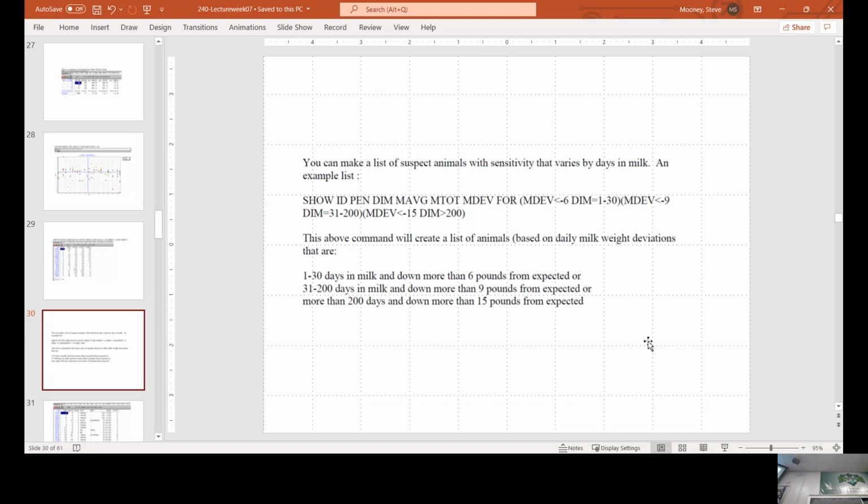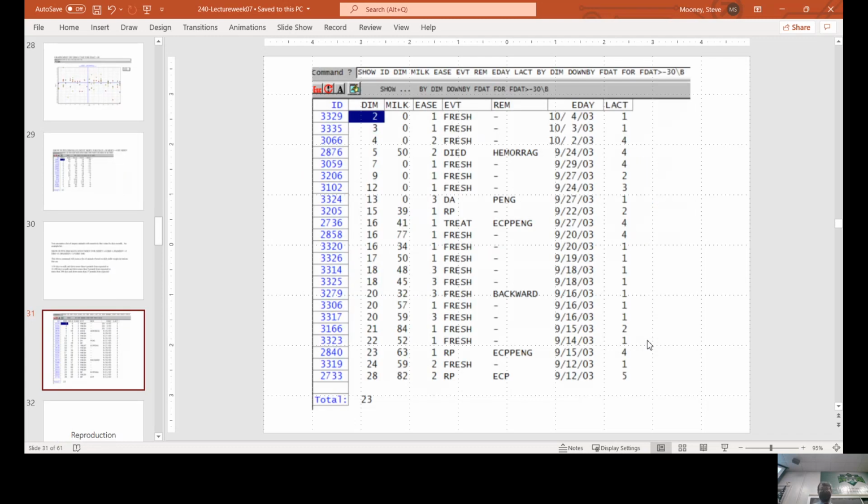So with this syntax up here, we're able to create 3 groups of animals. Early lactation that have dropped 6 pounds, middle lactation that have dropped 9 pounds, and late lactation that have dropped 15. We're focusing on our first lactation animals, the ones that are down. There's a chance to correct things. The noise in later lactation, we're going to let go.